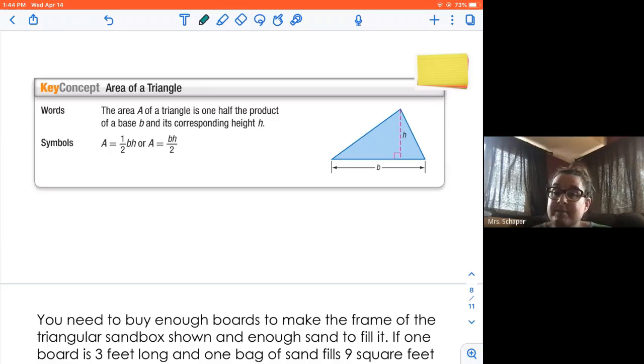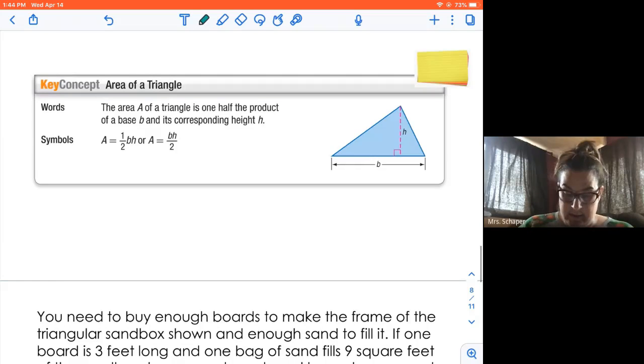I personally like the base times height divided by 2. I know others personally like the 1/2 base times height. Pick what works for you. The whole goal is for you to be successful. All right. Nobody's going to care how your middle school math teacher taught you how to use the area of a triangle. So you pick the one that works for you. And that's good enough for me.